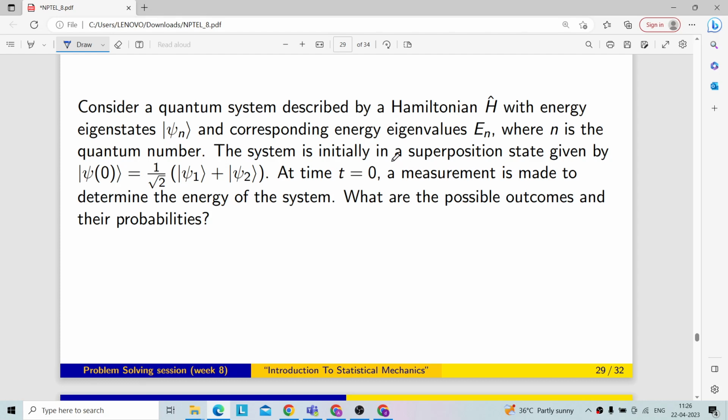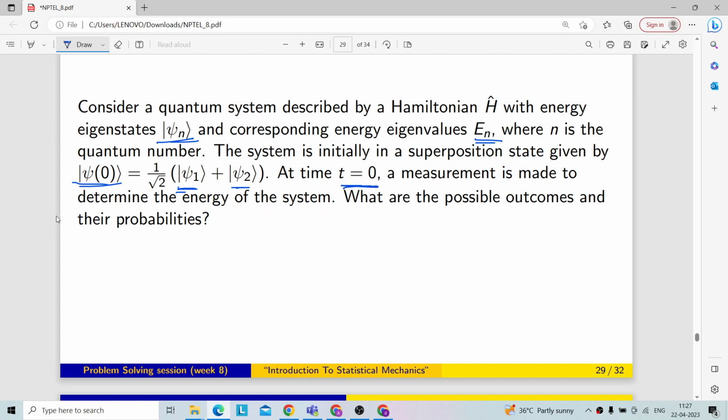So consider a quantum system described by this Hamiltonian H with eigenstate as psi of n and corresponding energy En, where this n is a quantum number. Then the system is initially in a superposition state as this at time t0. This was the state of superposition of these two states, psi1 and psi2. Determine the energy of the system. What is the possible outcome? So we are being asked the probability at time t.